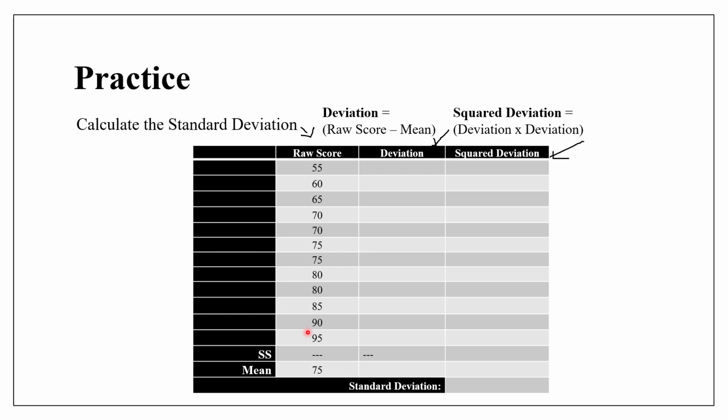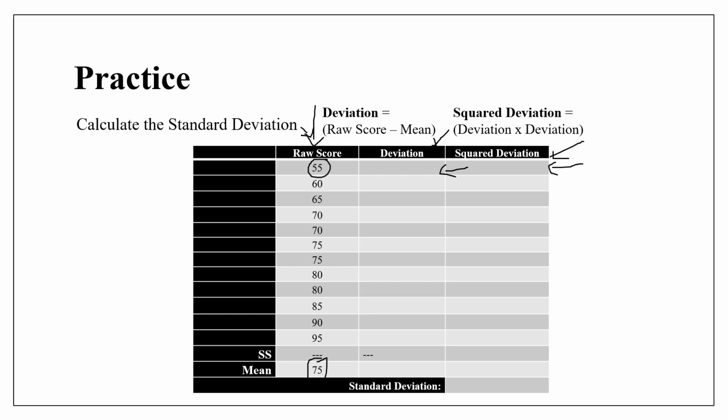So we read the columns going down, but per row, all that information is relevant to that raw score right here. So per row, we're looking at individual observations. Per column, we're looking at all of them. Now the mean, again, this is the mean for this set of numbers right here.